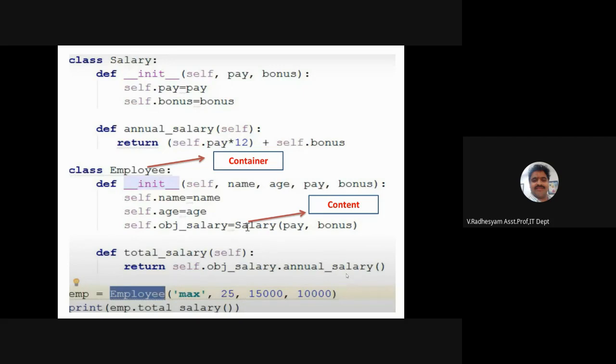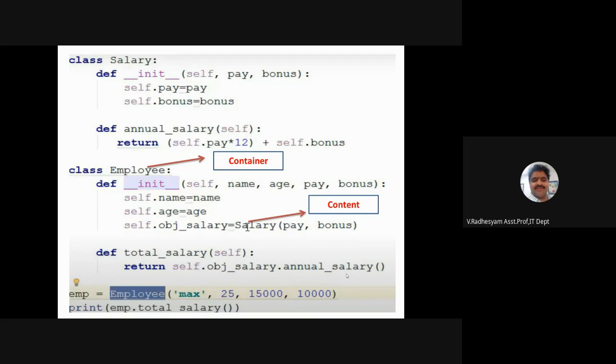So this concept is called composition. Here, the class we are following is called the content. The newly formed class is called the container. It works almost like inheritance, a has-a relation. This Employee class has a Salary class, right? We cannot inherit all the things like annual_salary and __init__; we are not considering everything. We are just building a relation called container and content, so that the variables pay and bonus can be used in the Employee class.